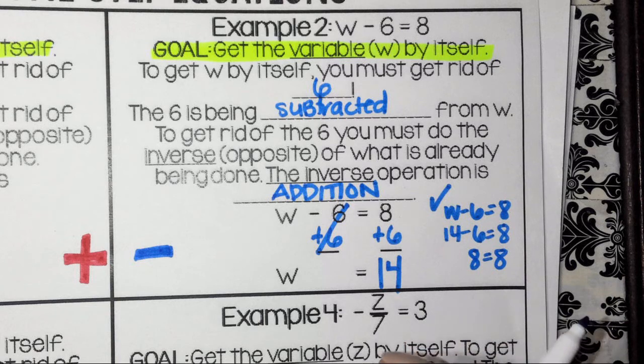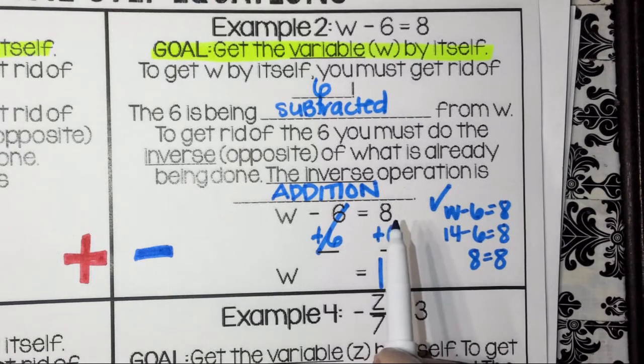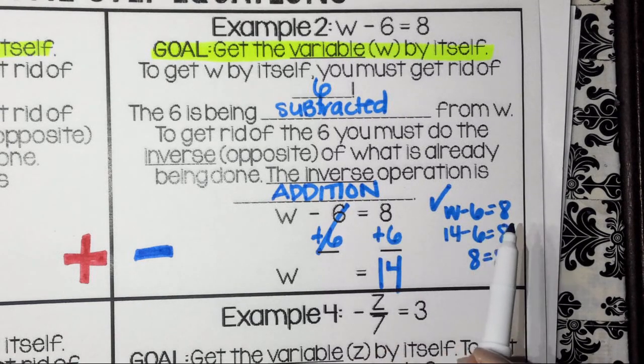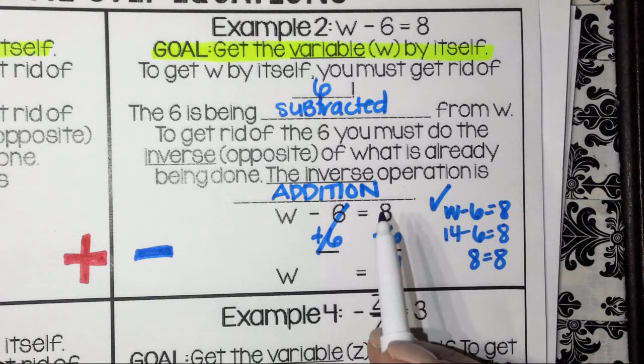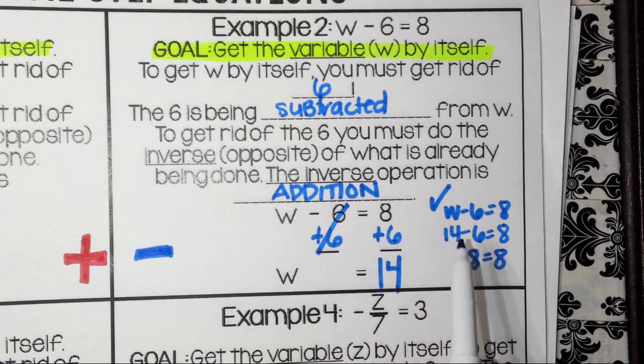I don't get how you got the other 8. How I got the other which one? The other 8 in the check. Because it tells me 8. See, W minus 6 equals 8. 14 minus 6, that's 8. Yeah, this 14 minus 6 is equal to 8. And that one was already 8. Yeah, I'm just bringing it down every time.